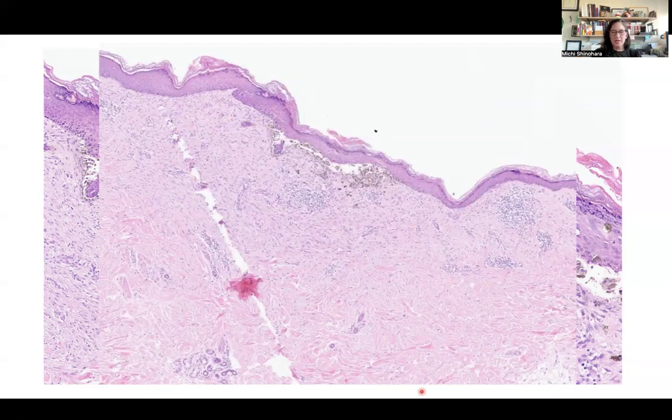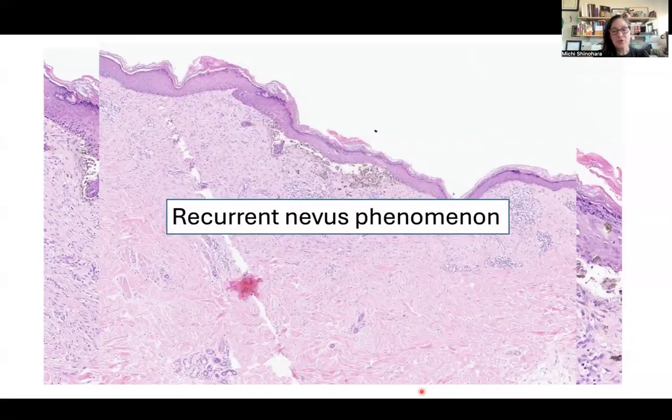The history here, so you may be tempted to call this a melanoma in situ, maybe with the dermal component as well. But the history here is that this was a previously biopsied benign intradermal nevus that had some pigment regrowth. And so the biopsy site was re-excised. So this is an example of a recurrent nevus phenomenon or pseudomelanoma. So very important clinical history there.